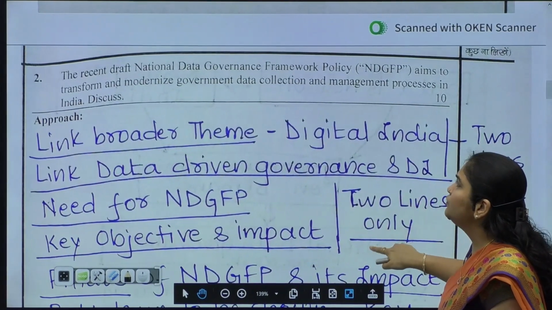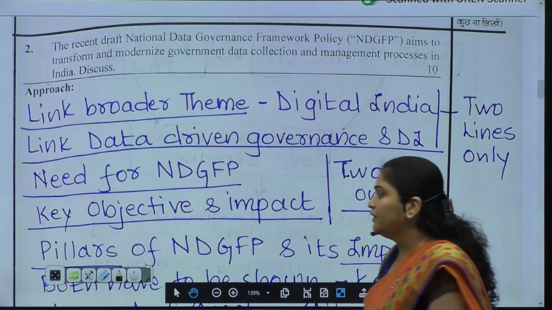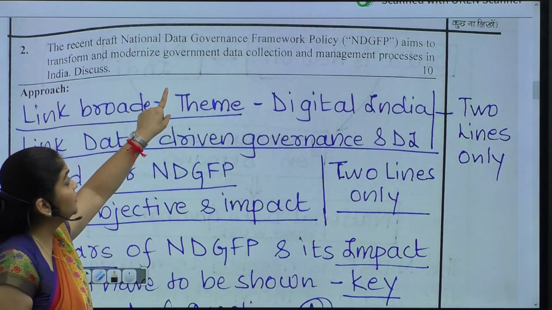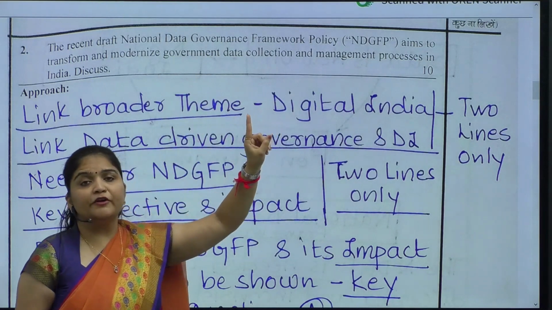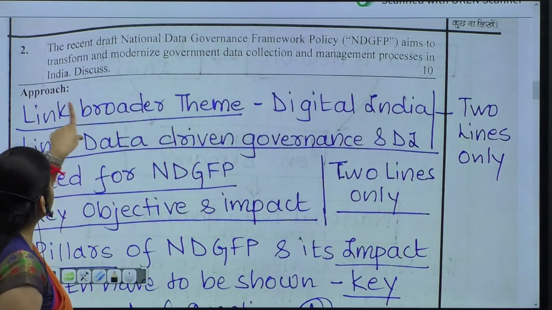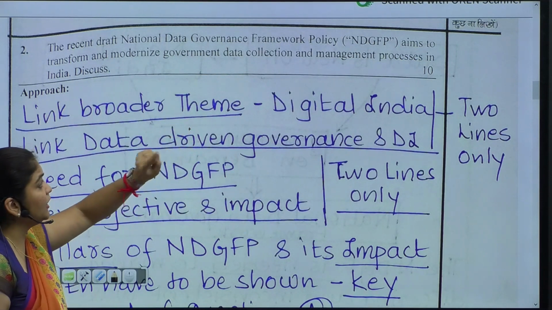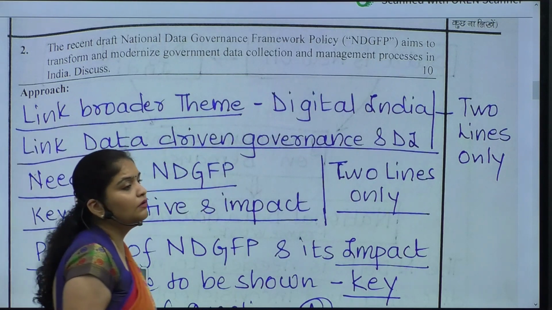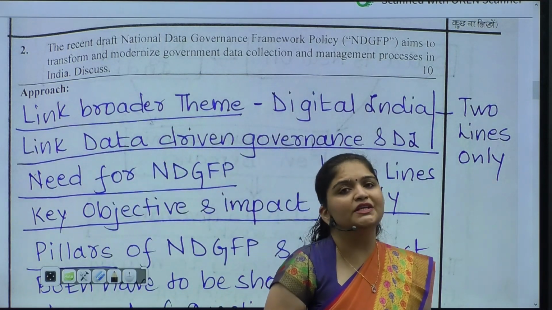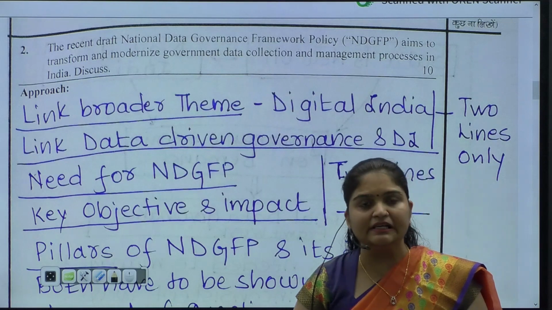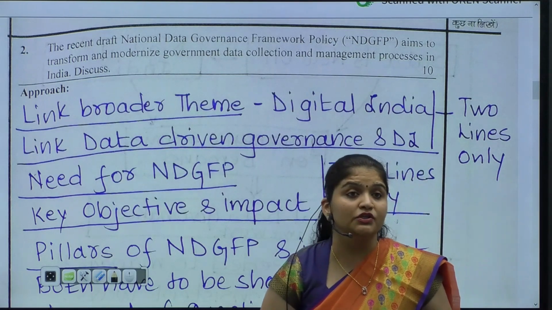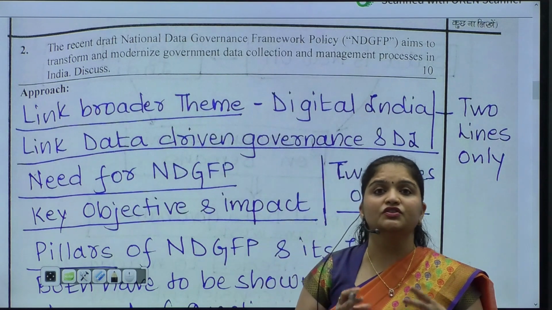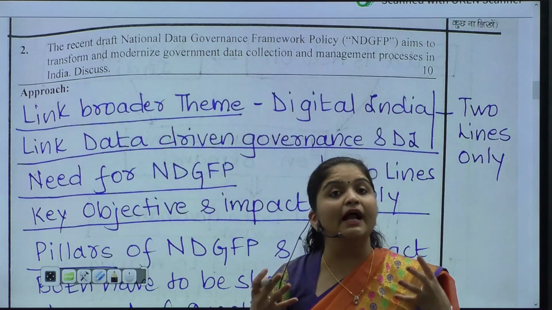Now, let's move to the next question. Read very carefully. What is the next question saying? The recent draft National Data Governance Framework Policy aims to transform and modernize government data collection and management processes in India. Discuss. So, see, all the measures, initiatives, amendments, drafts, they have a very larger objective, a very larger purpose. And within this larger strategy, all this is part of that ambit.